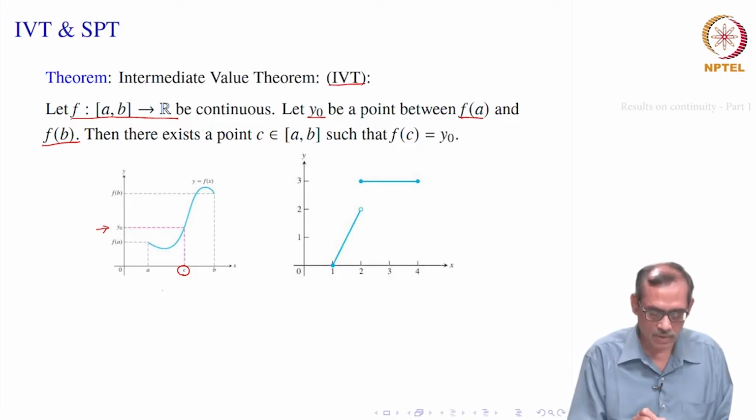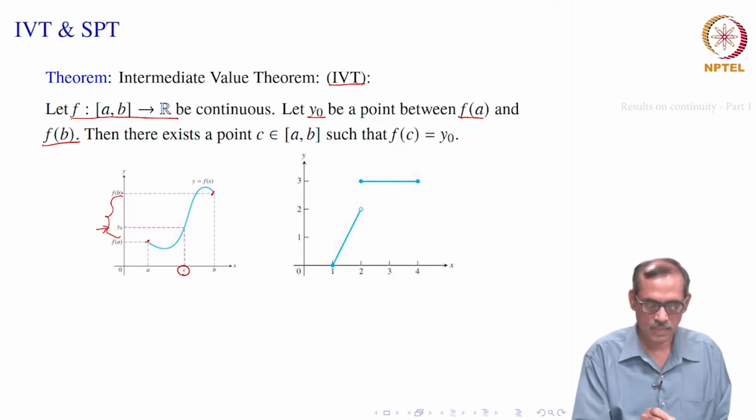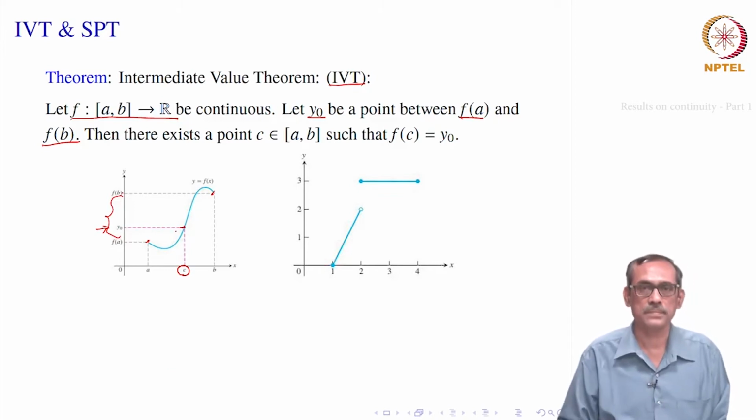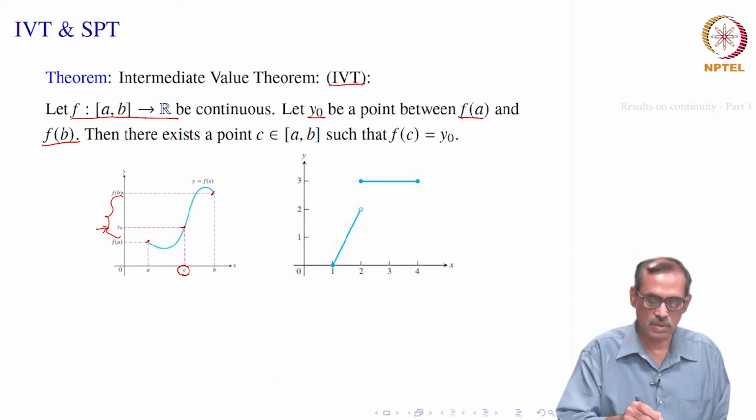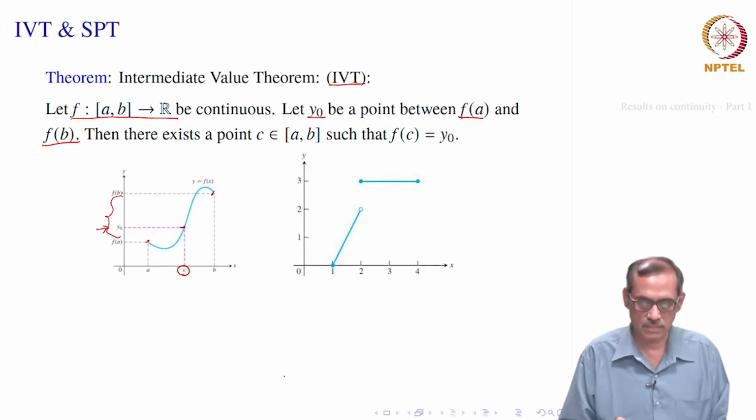You can see geometrically why it is so. f of a is somewhere here, f of b is somewhere here. In between is any y0 if we take, and we just take a horizontal line, it will cross the curve somewhere. That gives us the point. Of course, it does not say there is a unique one. Suppose the curve goes on coming down and again, and you draw one line, it can hit at many points. So, there can be many points, but there exists one.